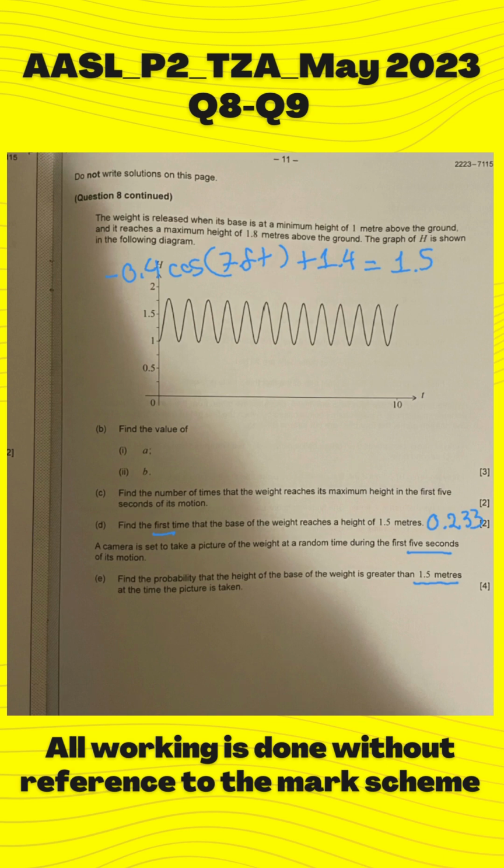So the second x-intercept is 0.572. So one interval will be from 0.233 to 0.572. So the duration of the interval will be 0.339. Okay, so the probability will be 0.339 multiplied by 6 and then divided by 5 times 100 to get a percent. The answer will be 40.7%. We are done.